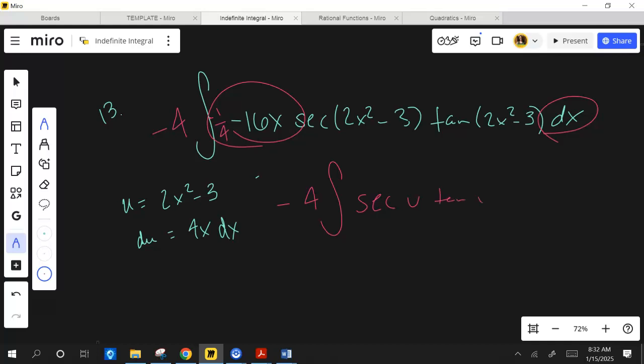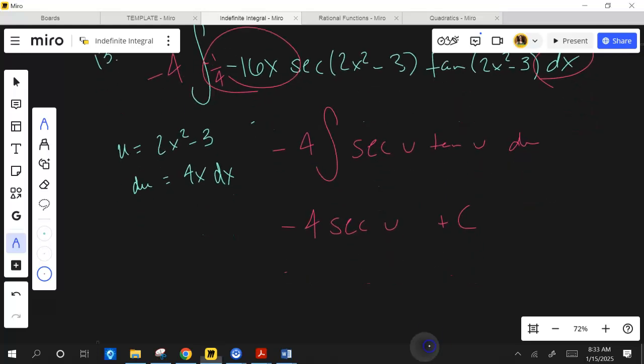Secant u, tangent u, and du. Okay, what's the antiderivative of secant u, tangent u? Secant. So I have negative 4 secant u plus c, and then my u is, of course, 2x squared minus 3.